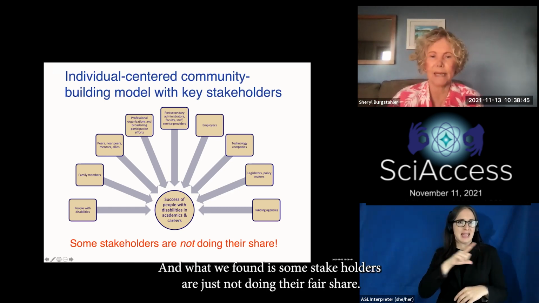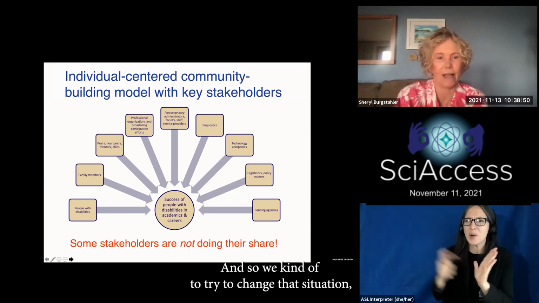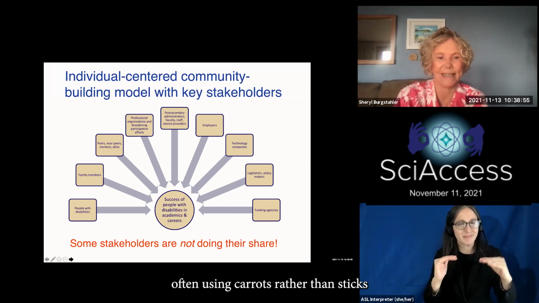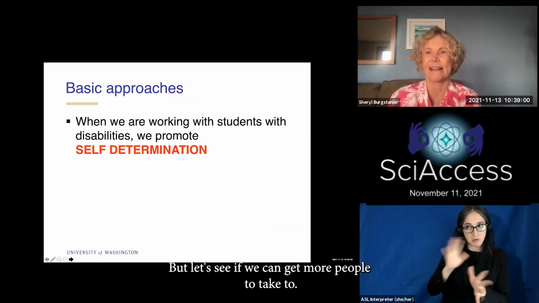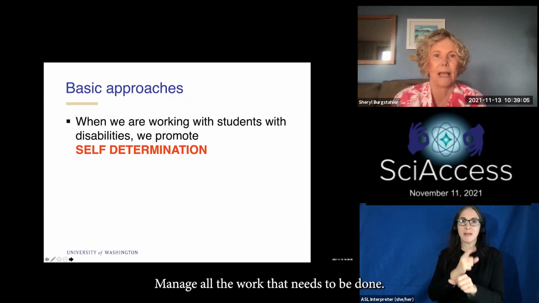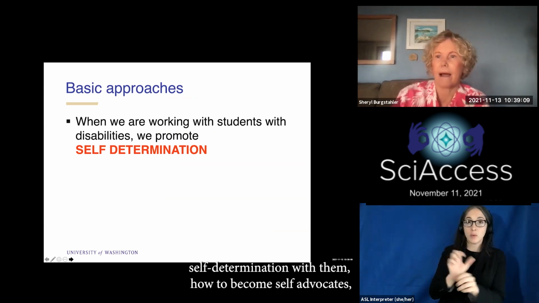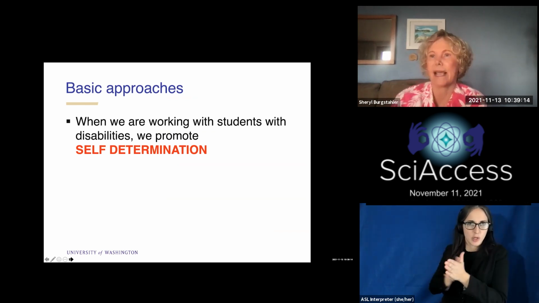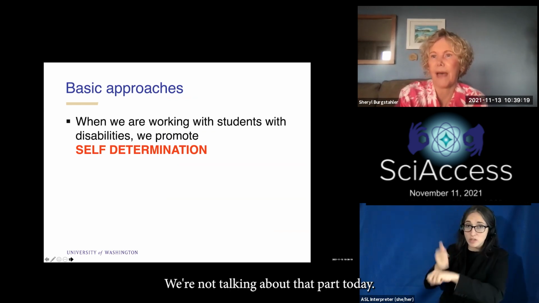And what we found is some stakeholders are just not doing their fair share. And so we kind of try to change that situation, often using carrots rather than sticks. And I'm sure everyone in this group is doing their share, but let's see if we can get more people to manage all the work that needs to be done. When we're working with students with disabilities, we promote self-determination with them, how to become self-advocates, how to get access to the resources, the technology, everything that you need to reach the goals that you have set for yourself. We're not talking about that part today.